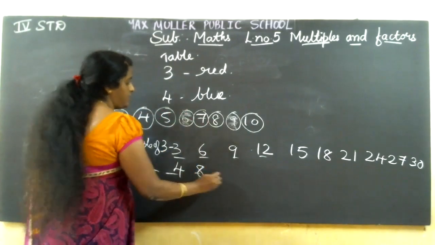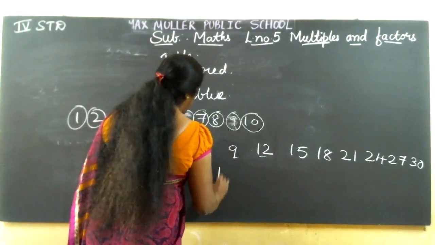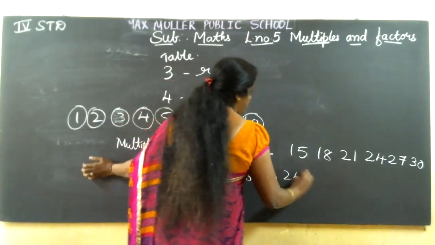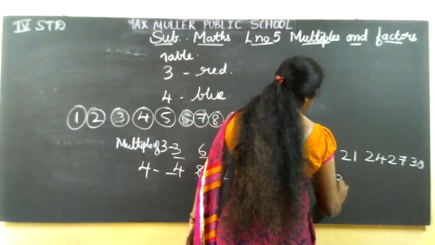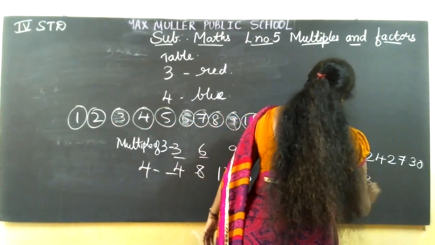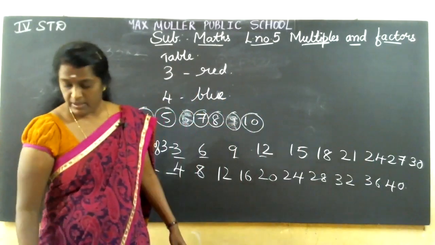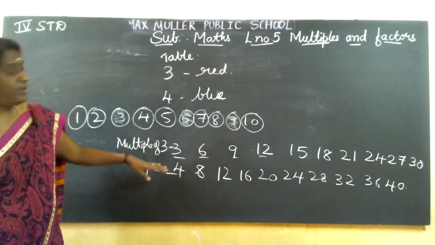4, 8, 12, 16, 20, 24, 28, 32, 36, 40. What are the common multiples? What are the common multiples in this?